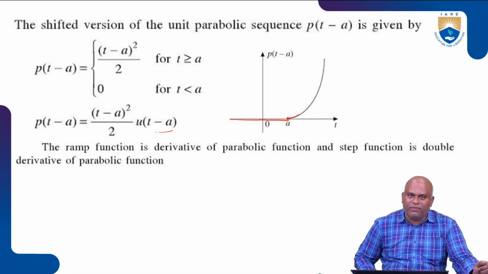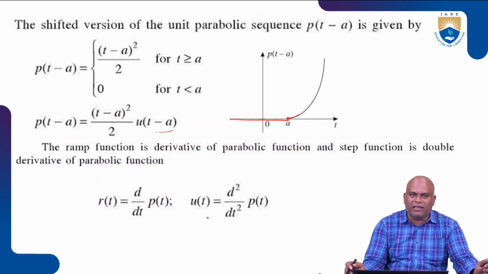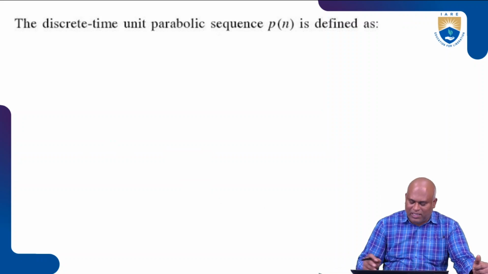Next, the ramp function is the derivative of the parabolic function, and the step function is the double derivative of the parabolic function. Here, if we take the first derivative of the parabolic function, we get the ramp function. Then if we need the unit step function, if we take the derivative twice of the parabolic signal, we get u of t. This is the relation between the parabolic and ramp signals, as well as the parabolic and unit step functions.